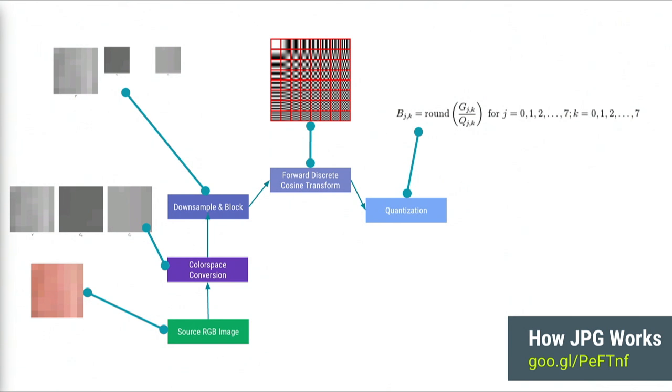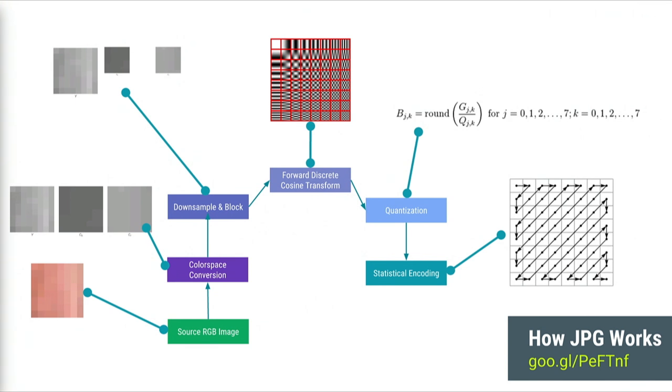The output of that is then run into a quantization phase. The quantization phase basically takes the output basis coefficients and quantizes them down to integers in a subspace that we can actually encode more efficiently. They get sent out to the statistical encoding phase, which may be Huffman or arithmetic or whatever your particular flavor of the month is. And then finally, of course, we go to the output JPEG file.